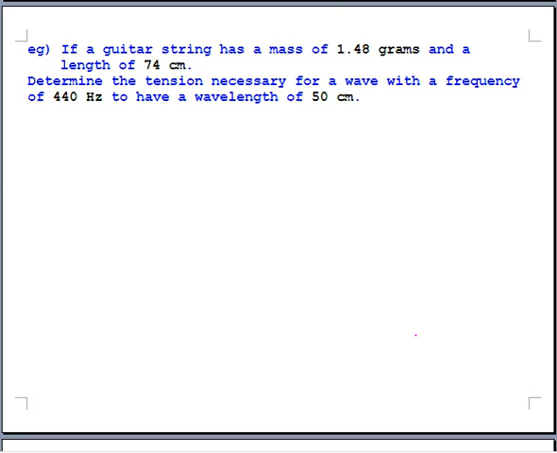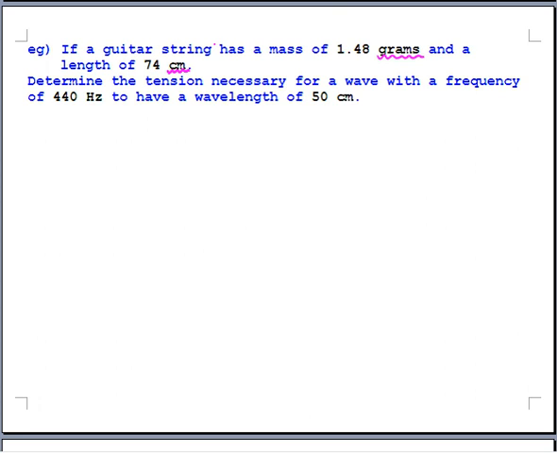So let's try this. Guitar string has a mass of 1.48 grams. Mr. Akiri helped us there. That's okay, he's trying. And a length of 74 centimeters. We measured with a meter stick, which is actually usually measured in centimeters. Kind of counterintuitive. We're going to want to catch those.